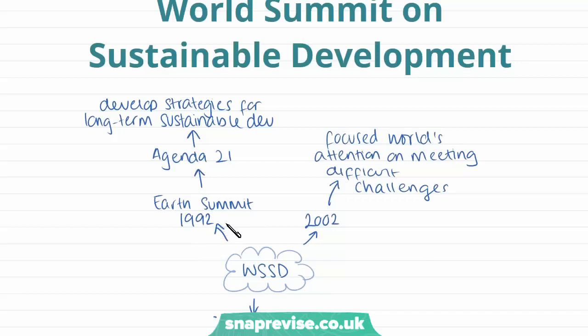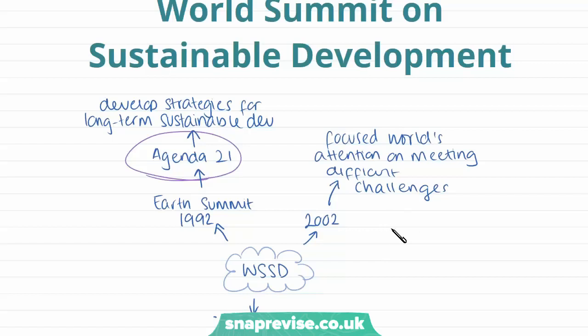And it was important in setting out Agenda 21, which was a voluntary action plan agreed by many governments, and its aims were to develop strategies for long-term sustainable development. And 10 years after the Earth Summit in Rio, in 2002, the World Summit on Sustainable Development, which is what we're focusing on now, was brought together in Johannesburg in South Africa, and this brought together thousands of participants, and it focused the world's attention on meeting difficult challenges.